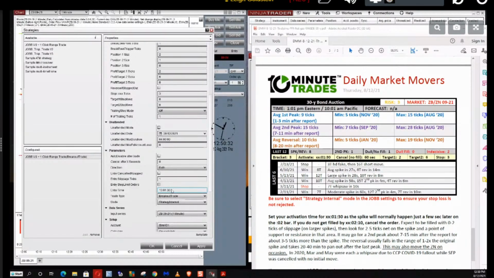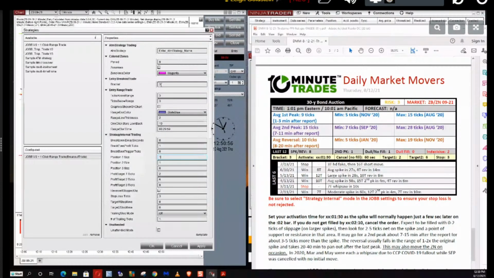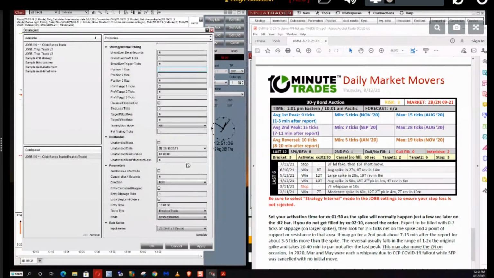So I know I'm going to change it, Vitalik. I know, Mark, you don't like the bonds. The 30 years is one of the better. 30 and 20 are the 2 best bond trades. But this one you could see it's 4 out of 6. Stop of 3, bracket of 3. Position 1 is 2 ticks. Position 2 is 6 ticks. Stop is 3. Entry time 13:01:30.